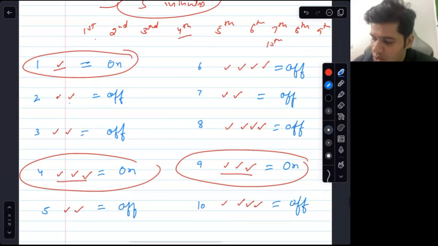Do you want me to repeat what has happened so far for the 10 bulbs, or is it okay? You don't want me to repeat. No problem. Cool, you have understood it. Great. No, 10 bulbs will not be on. 3 bulbs out of 10 are on. Out of 100.